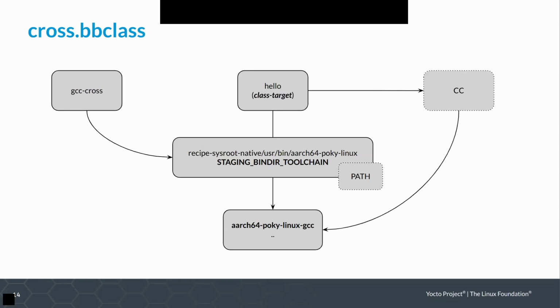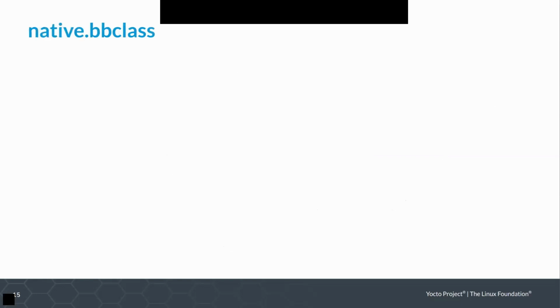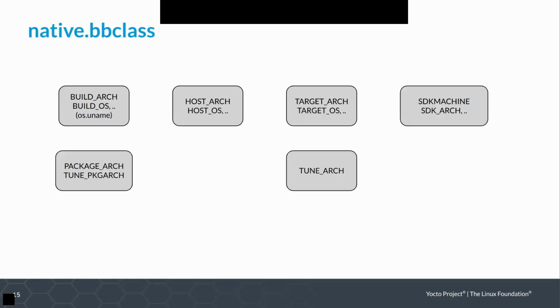CC variable to use that cross compiler that is provided by GCC cross. So as I said, in the default configuration, the variable DEPENDS has the GCC cross in it. So moving to the native class, getting back again to the elements.